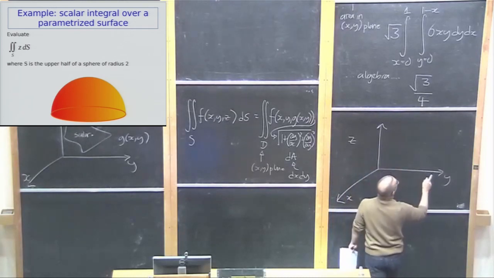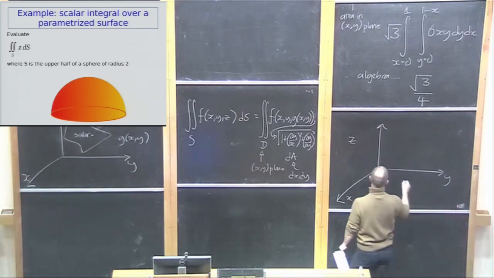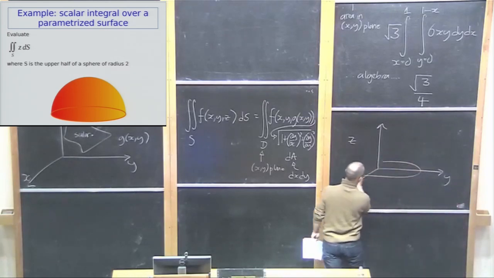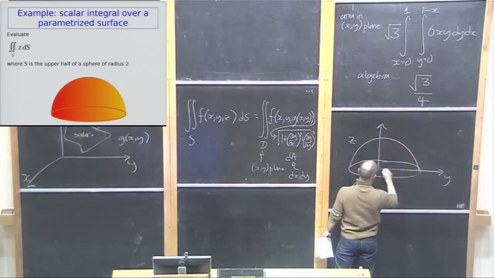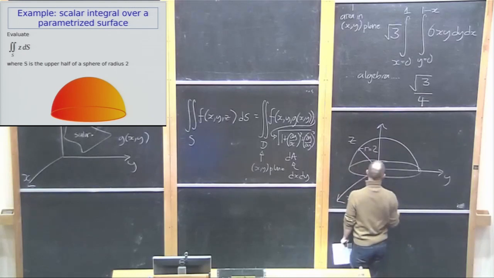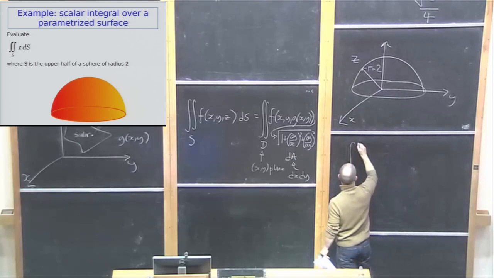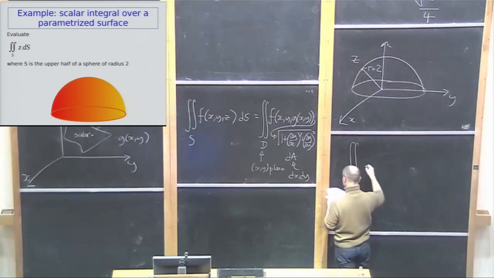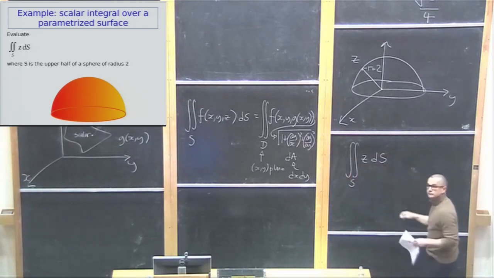So the question says then that S is the upper half of a sphere of radius 2. So this is this hemisphere. This radius equals 2. And we are meant to be evaluating over this surface S, z dS. Okay?